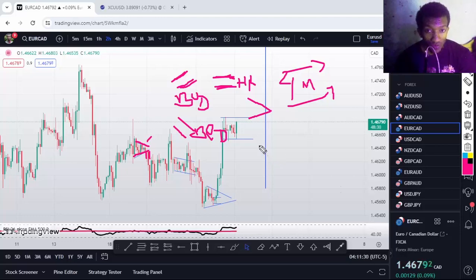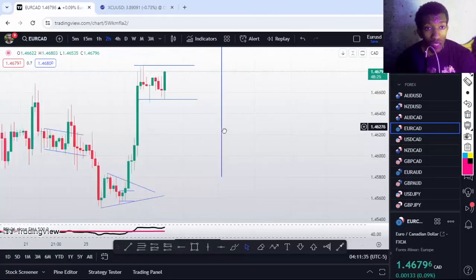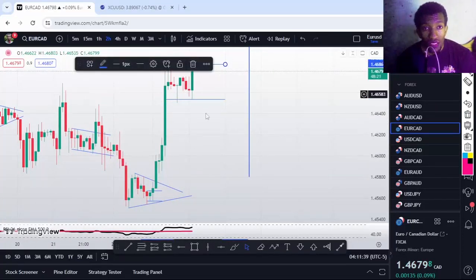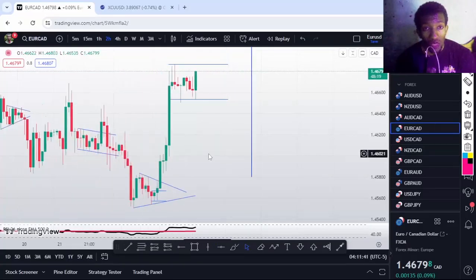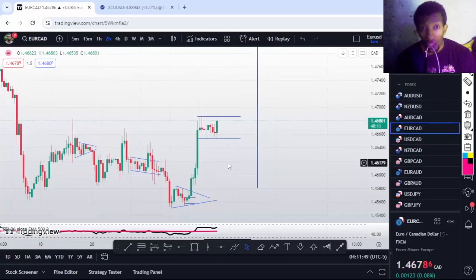So in this way, this is EuroCAD. We are waiting for a break. Let me correct this one. We are waiting for a break. This is a consolidation, and this consolidation will be broken one way or another. The market will either go up or go down.